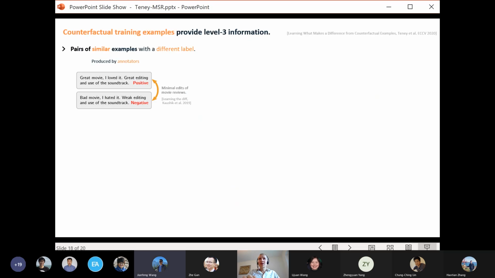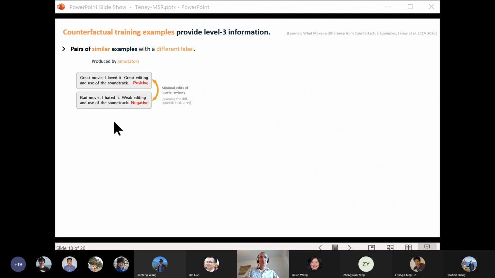And now the last technique that I want to mention is about using counterfactual examples as training data. So this was a paper that we had at ECCV last year, where the method was applied to VQA, but also on NLP and other vision tasks. So the method really shows how to get information from level 3. And the counterfactual data consists of those pairs of examples that we have mentioned before. So they are very similar, but with a different label. And there are multiple ways to get this kind of data.